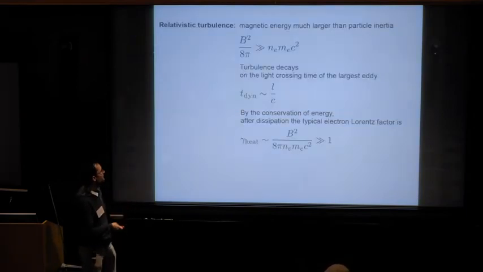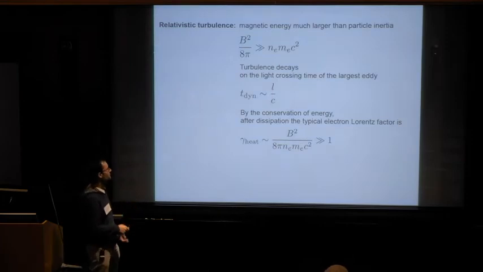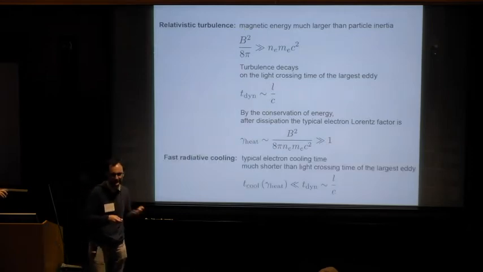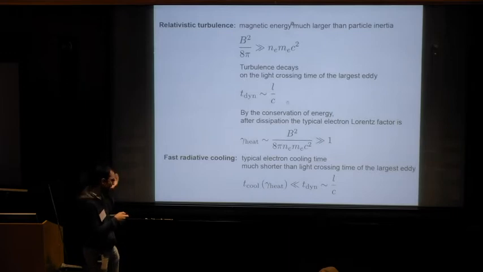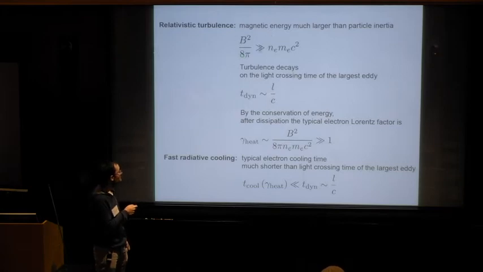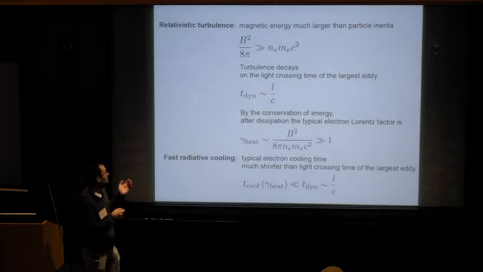So first of all, what do I mean with that? By relativistic turbulence, I mean that I'm interested in magnetically dominated turbulence, as Luca was saying in the former talk. It's the same thing. It's a regime where the magnetic energy density is much larger than the energy density associated with the mass of the particle.